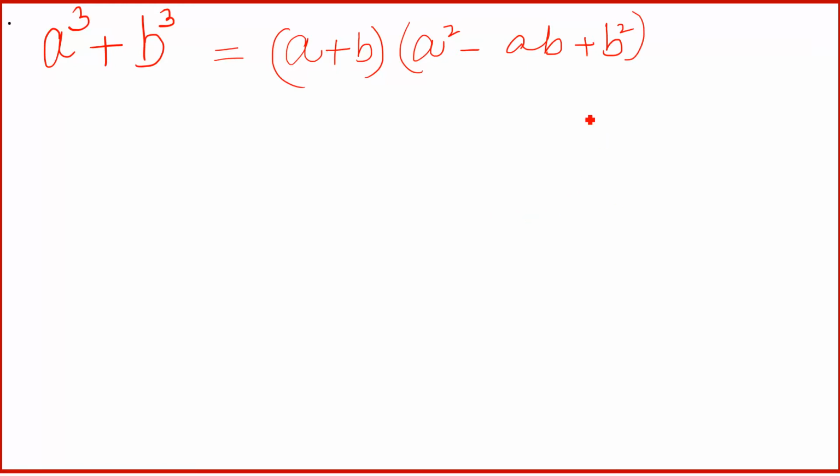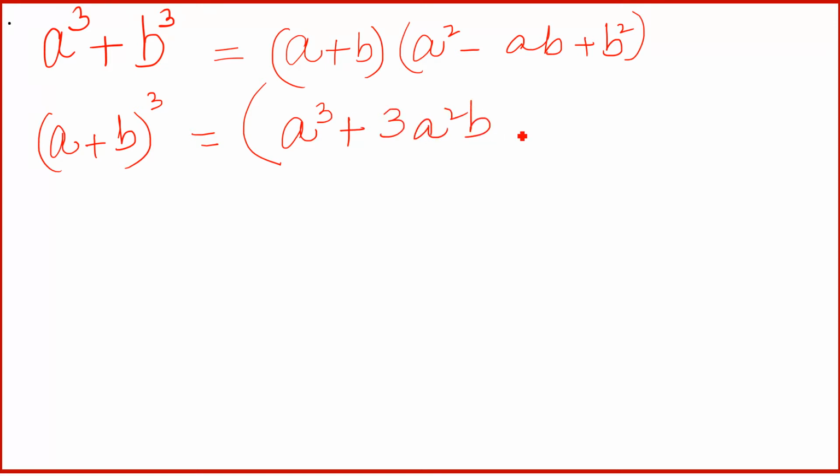in order to solve the questions. If it is individually cube, I will show you the difference. In the last lesson we learned (a plus b) whole cube, so see there is a difference. This is (a plus b) whole cube and this is individually cube. If it is individually cube, it is equal to (a plus b) multiplied by (a square minus ab plus b square). But if it is (a plus b) whole cube, it is equal to a cube plus 3a square b plus 3ab square plus b cube.